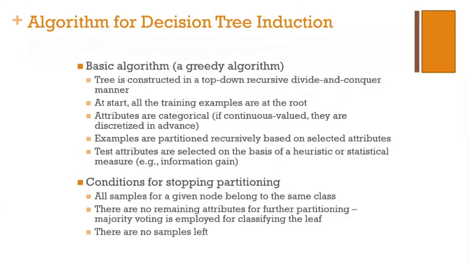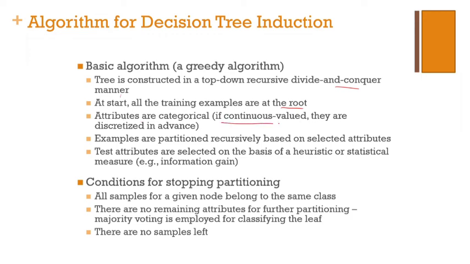Now, the basic algorithm that we usually utilize for decision tree is known as the greedy algorithm. Here, the tree is constructed in a top-down recursive divide and conquer manner, whereby all the training examples are at the root. I've explained this. Attributes are categorical.